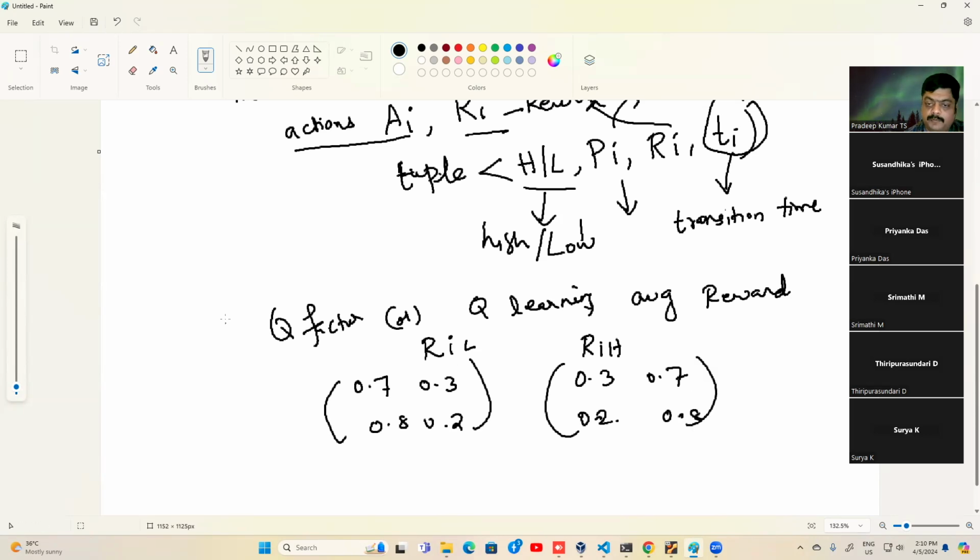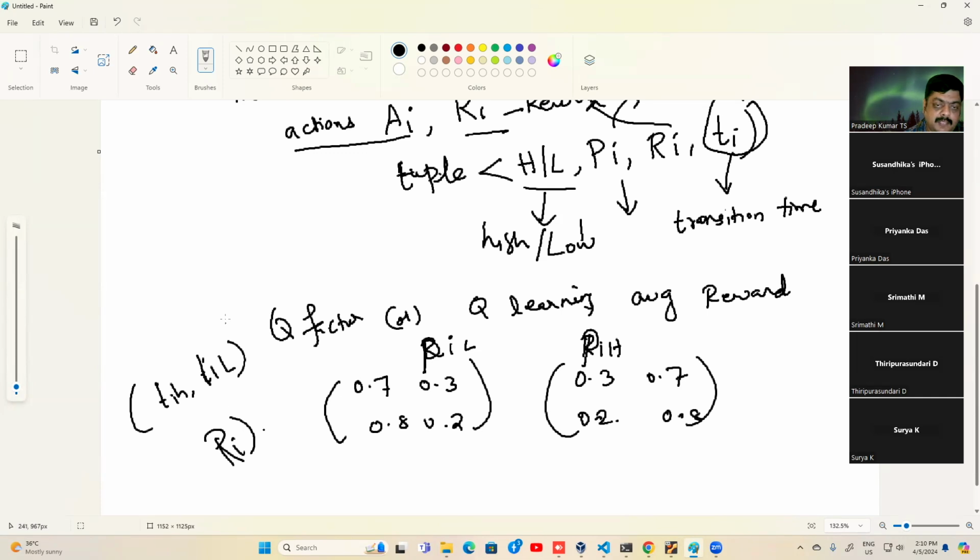Similarly, we'll compute for this RIH. Similarly, we can write for TIH, then TIL. Then we will be computing the reward and this matrix, and probability also, PI also we will be doing. So reward, sorry, this is P. This is not R, this is P, probability.